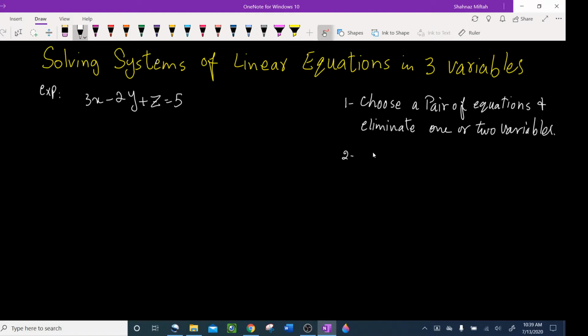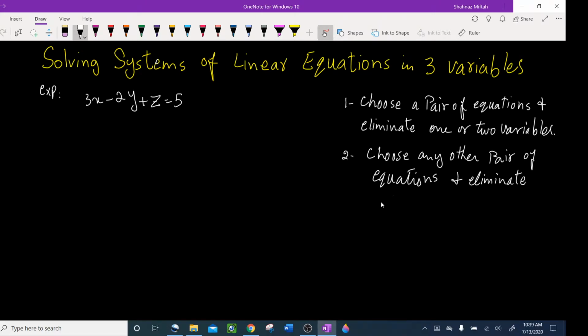Second step, choose any other pair of equations and eliminate the same variable as in step 1.